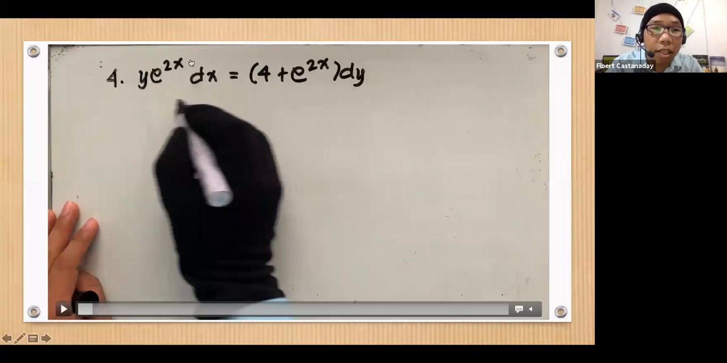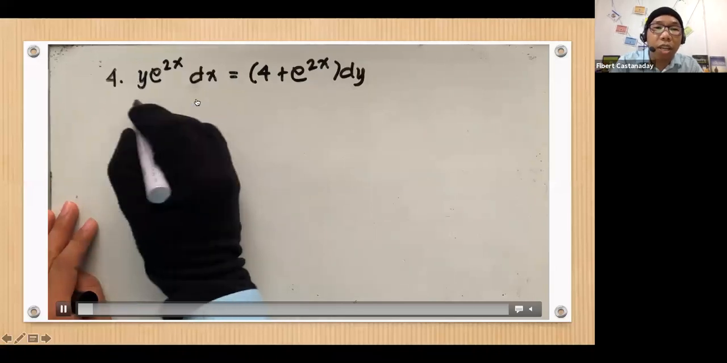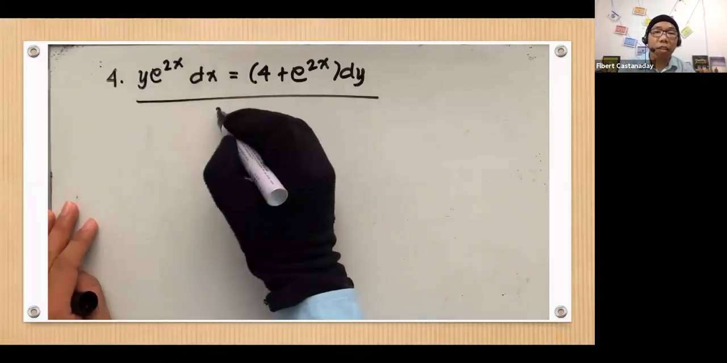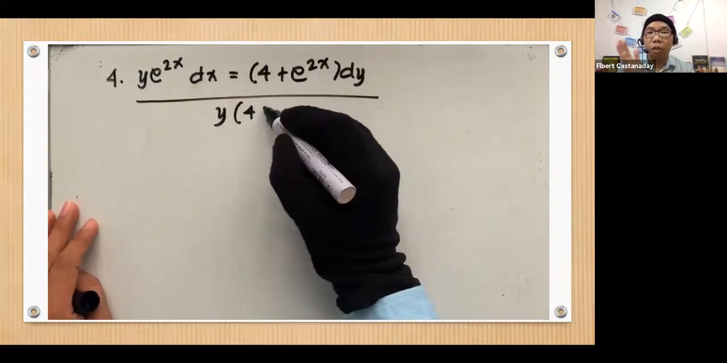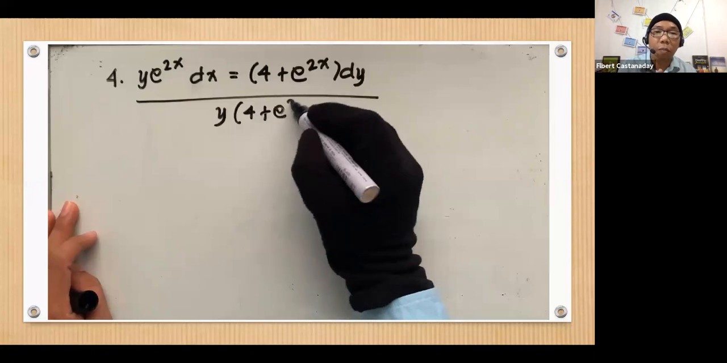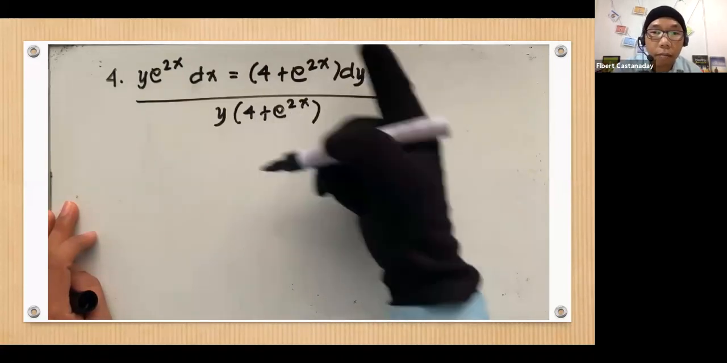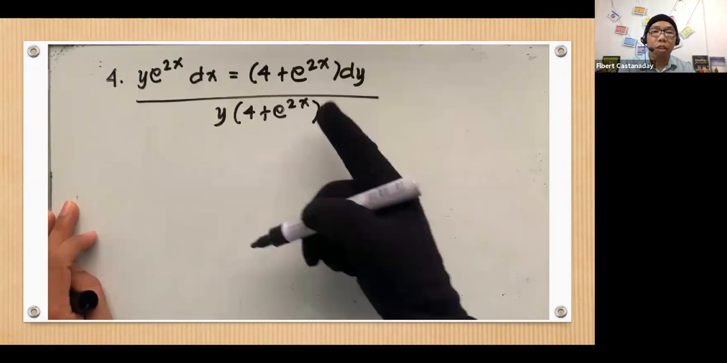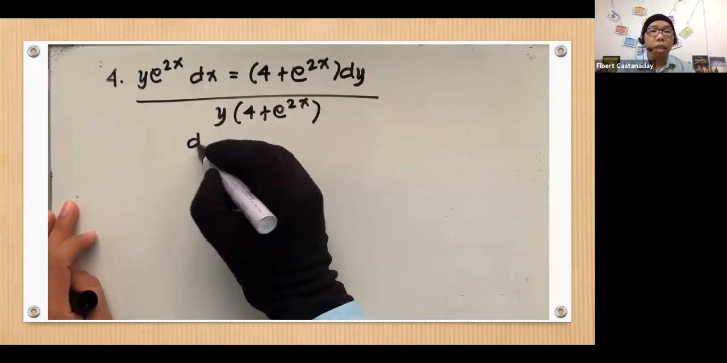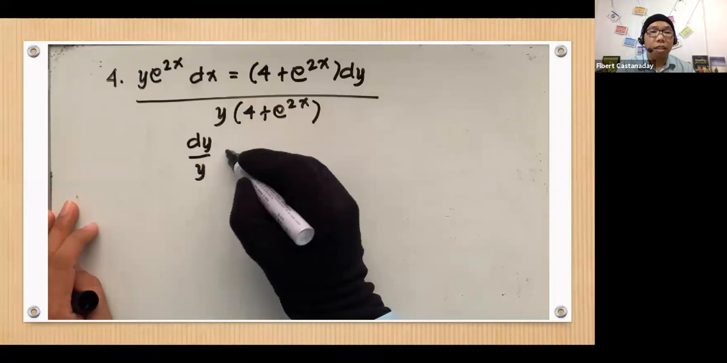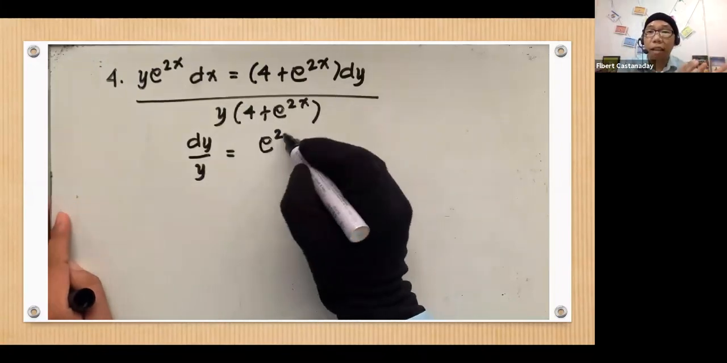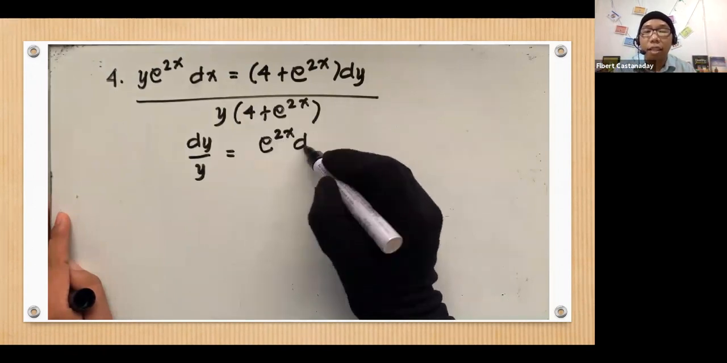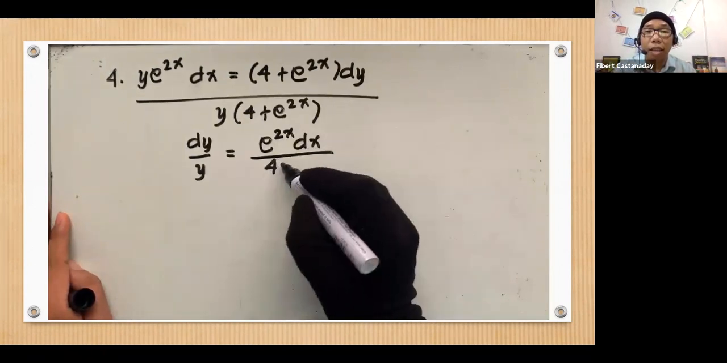So ito naman, naka-product na rin siya. Y times e raised to 2x. So what you will do here is you divide both sides by, anong gusto mo tanggalin doon sa right-hand side? Yung y. Yung sa right-hand side naman, kailangan pure function of y siya. So you divide both sides by 4 plus e raised to 2x. Now, by doing that, we have the resulting equation na, okay, inayos ko na lang. I have interchanged their positions na yung y ay nasa left-hand side, yung x ay nasa right-hand side ng equation mo.